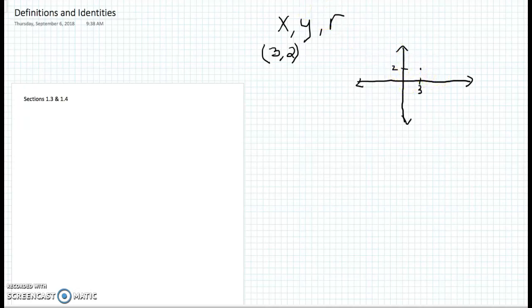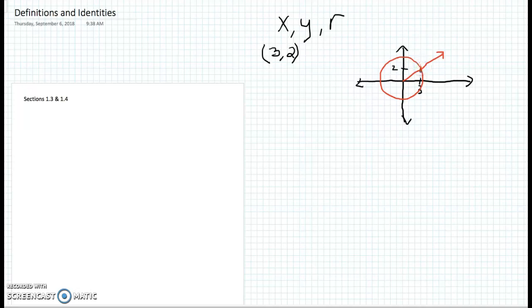Now here's the interesting thing. I'm going to connect from the origin a ray that goes through my ordered pair. I'm trying to make a straight line there, and that would be my radius r. That means that this point right here is on a circle. So I'm going to do as best I can. It's a little bit sloppy, but whatever. I'm just going to come around like this and close up a circle.